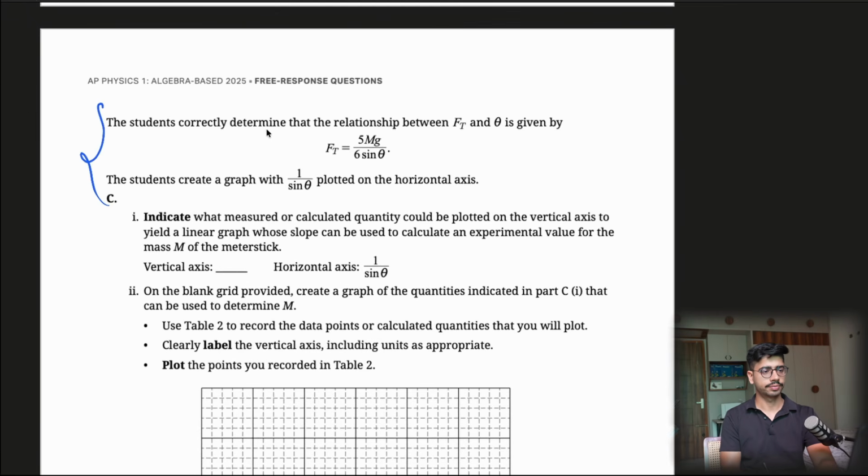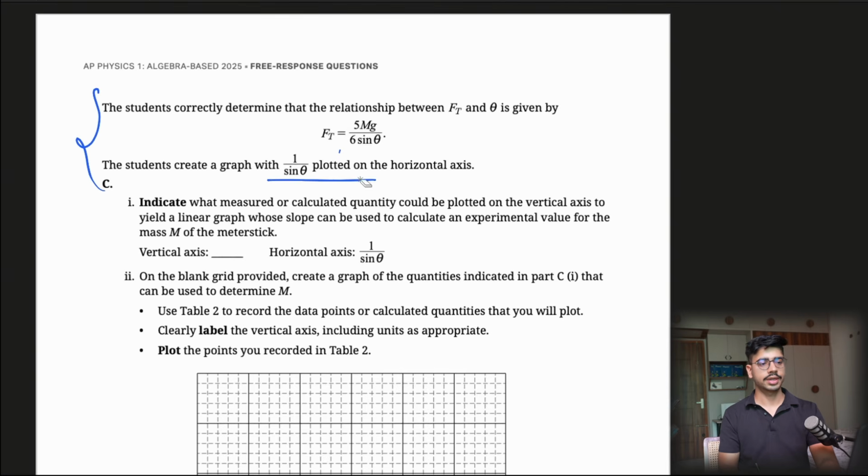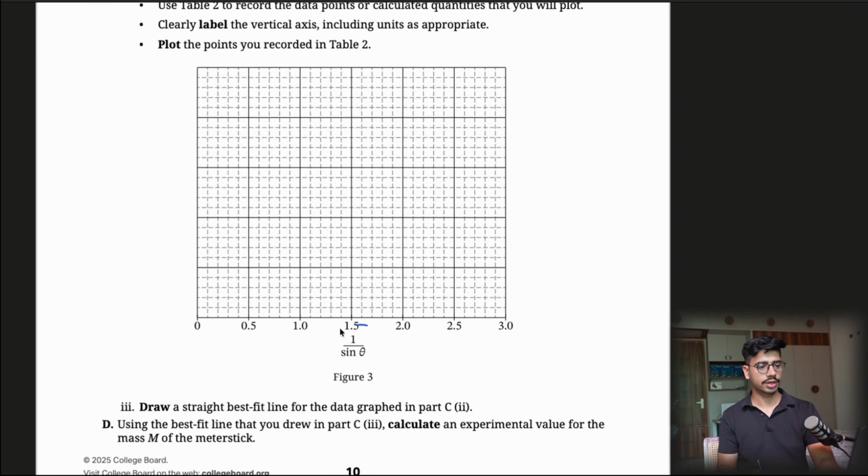This is the tension value, whatever way they have calculated, this is the Ft value that they have got here. So 1 by sine theta is plotted on this one. So the first part of the question is that the vertical axis you have to determine. The horizontal axis is already given.